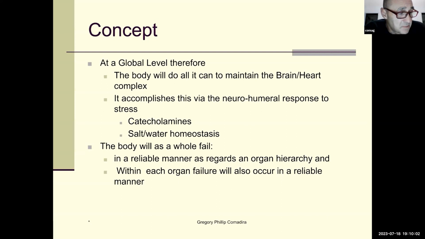It'll accomplish this by some predictable things. Those of you who know a little bit about endocrinology, you will retain salt and water and you will pump out a whole lot of catecholamines. So the body will reliably fail. It will jettison splanchnic circulation first, limbs second, and lastly, brain, because its pump system fails, heart and lungs. Within each organ, we're going to have a hierarchy of failure as well. Next slide.